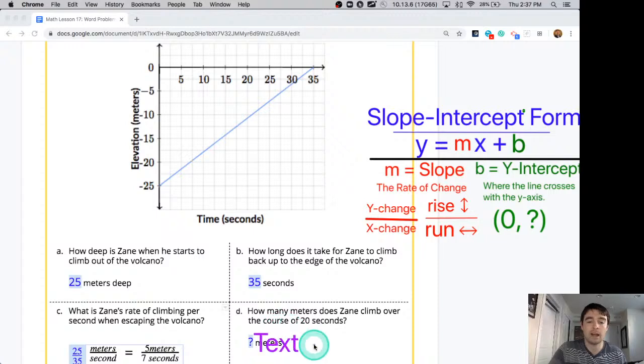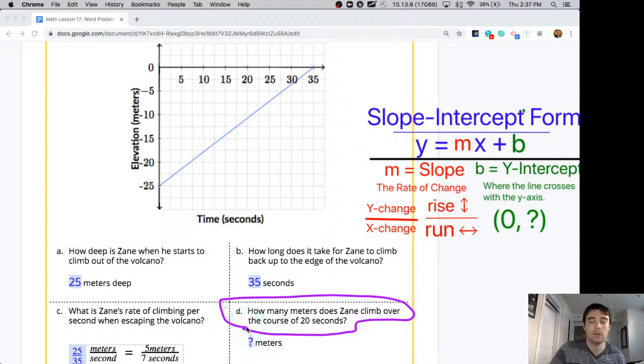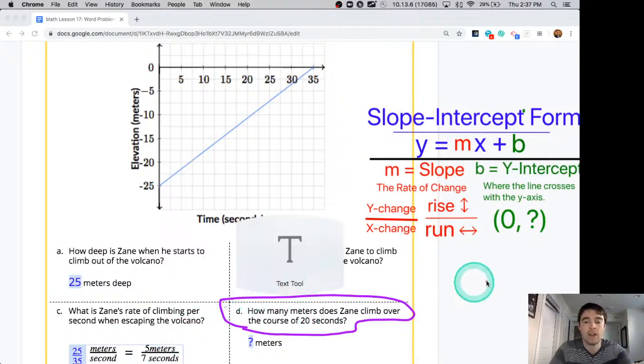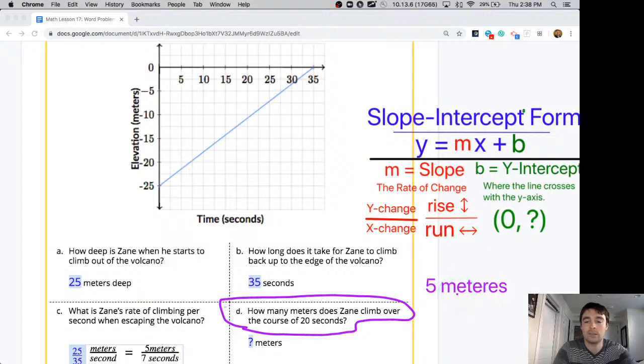Here we see part D asks us, how many meters does Zane climb over the course of 20 seconds? And this was not a great problem, clearly, because it's going to work out to a bit of a mess here for a decimal, but that's okay. It makes it more challenging. I messed up a little bit this morning on it. So it says, how many meters does Zane climb over the course of 20 seconds? And what's going to be key here, I'm going to use my rate of 5 meters every 7 seconds. So give me a second to set that original rate of 5 meters every 7 seconds.